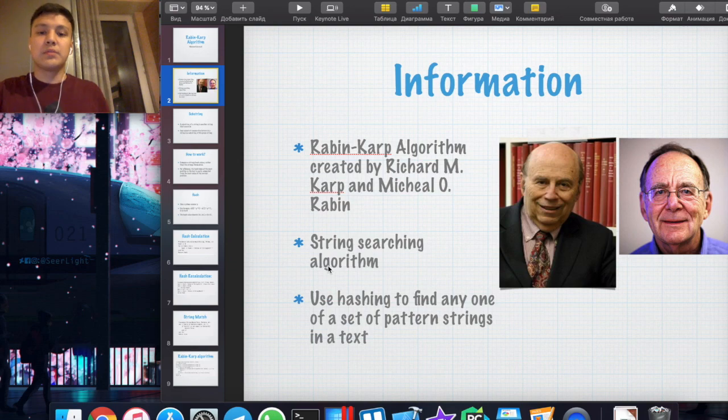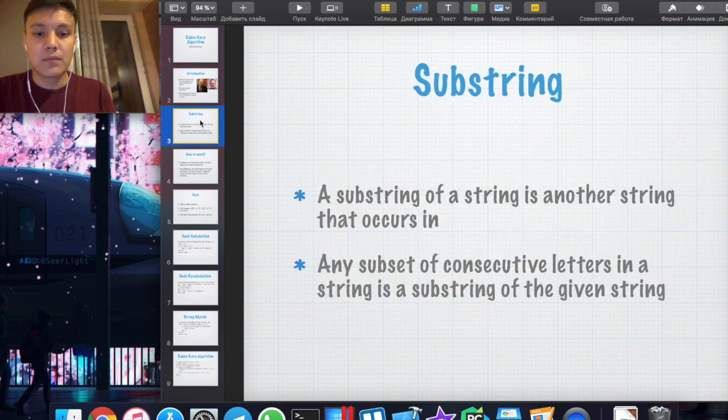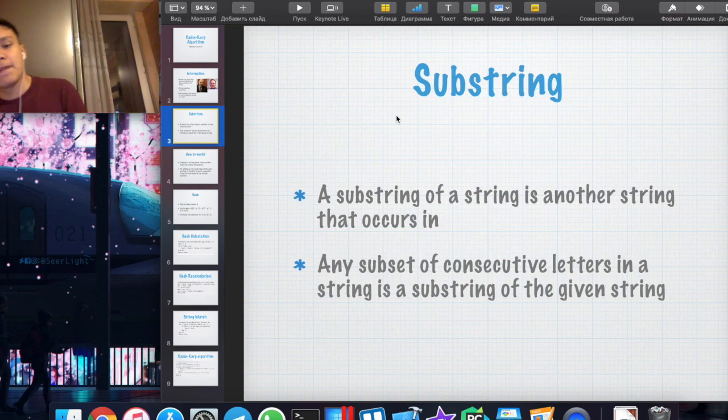Before we start, let me explain what a substring of a string is. A substring of a string is another string that occurs in it. For example, man is a substring of yellow man. Not to be confused with a subsequence. In other words, any subset of consecutive letters in a string is a substring of the given string.